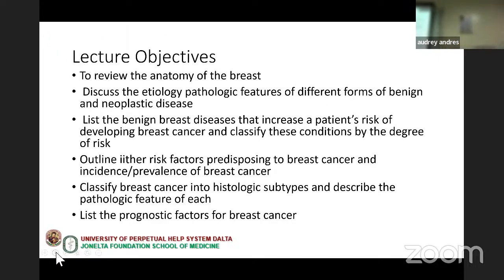Objectives for this afternoon will be to review anatomy of the nerve.